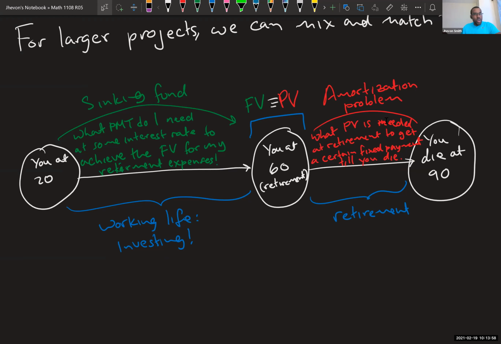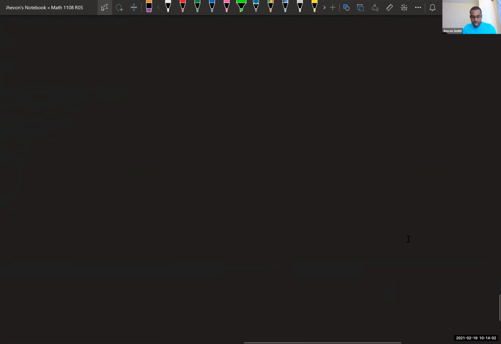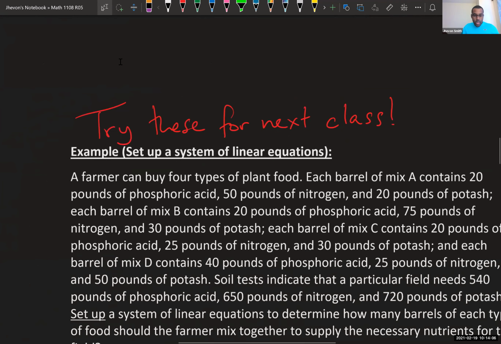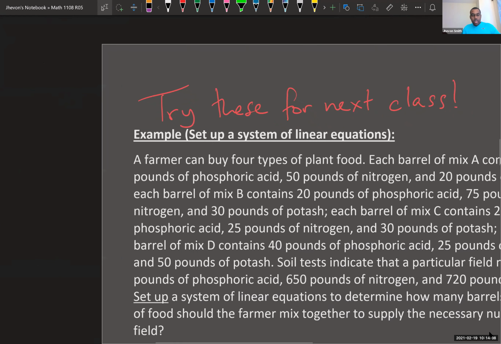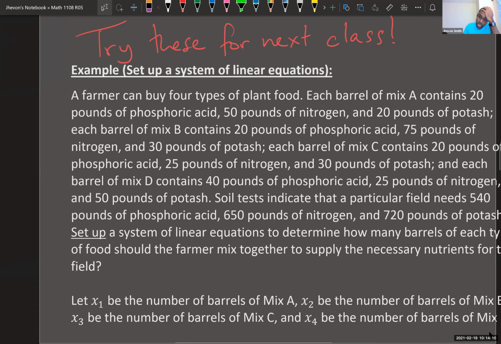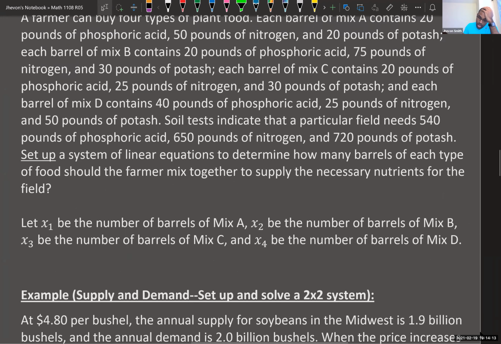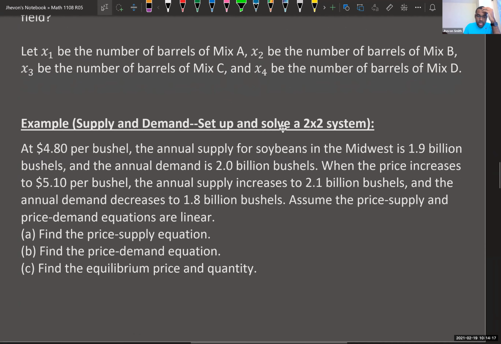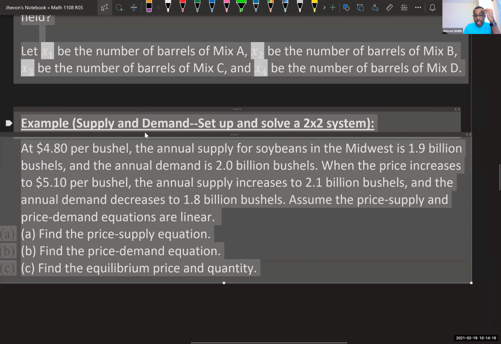That's pretty much what I want to end on, but I will leave you guys with something to do for next class. Try these for next class. So we are going into chapter 5, and in chapter 5 we're going to do things like linear inequalities, systems of linear inequalities. We're going to do linear programming.